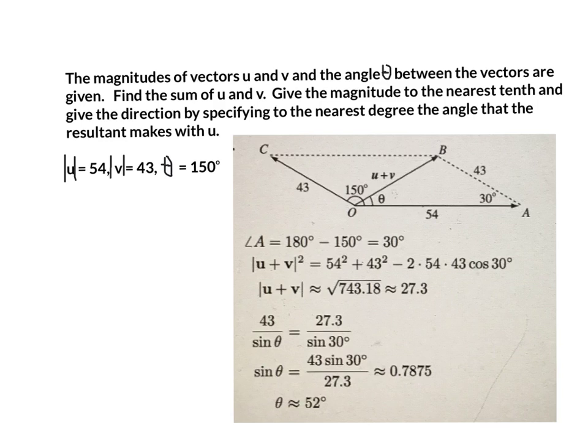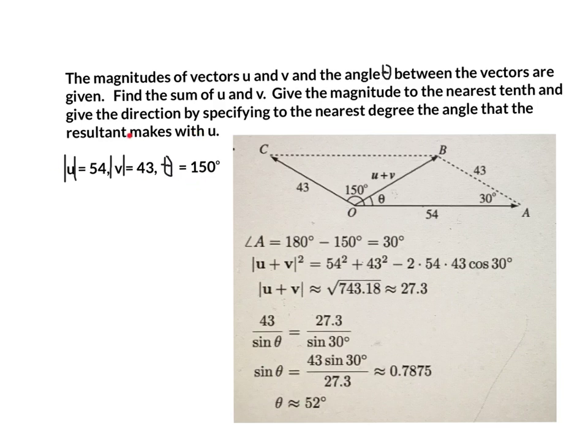All right, last slide here. The magnitudes of vectors u and v and the angle theta between the vectors are given. Find the sum of u and v. In other words, find the resultant. Give the magnitude of the resultant to the nearest tenth, and give the direction by telling the nearest degree, the angle the resultant makes with vector u.